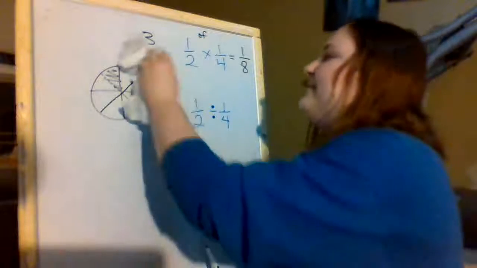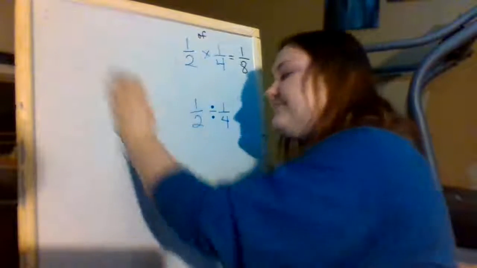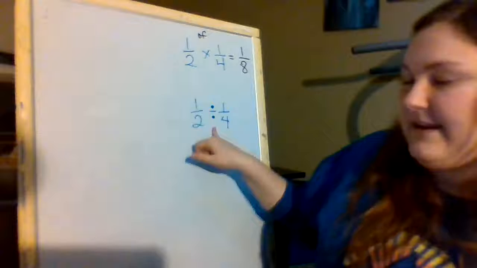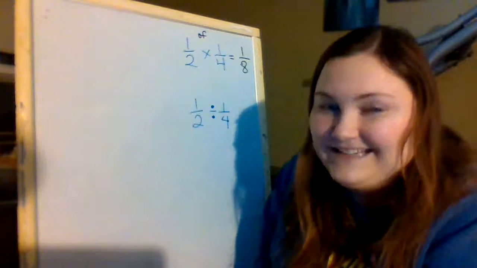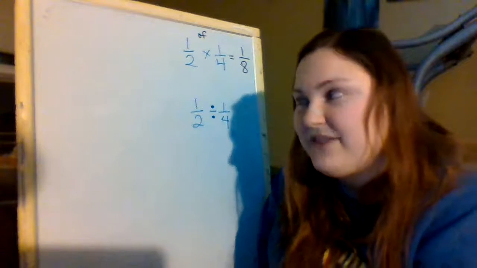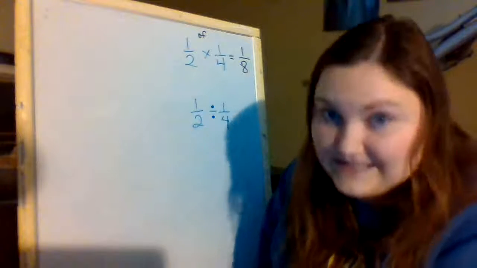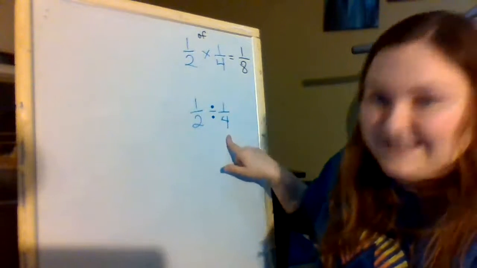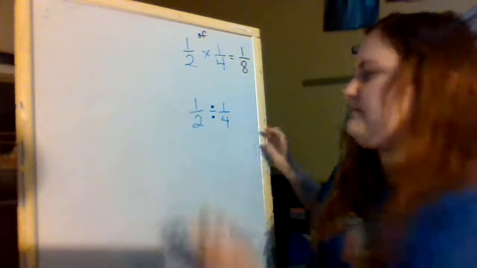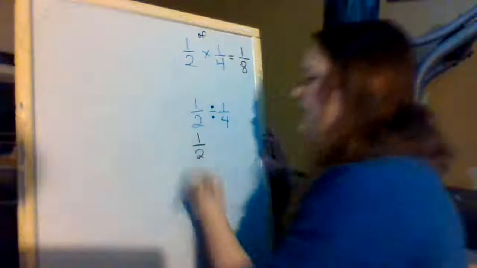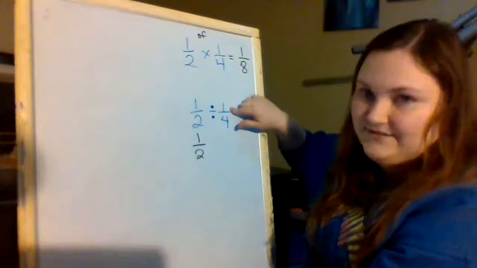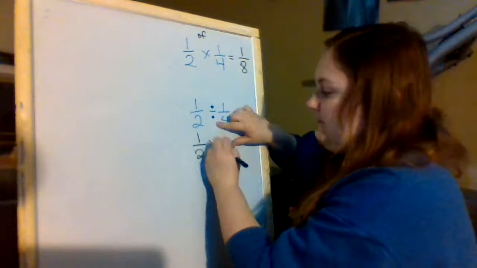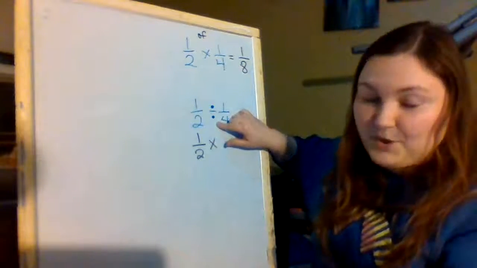Now the last one we've got is division. When you are dividing fractions, dividing is the same thing as multiplying by the reciprocal. That is the fancy math way of saying if you want to divide by a fraction, instead of thinking of division, dividing a fraction is the same thing as multiplying by the reciprocal.